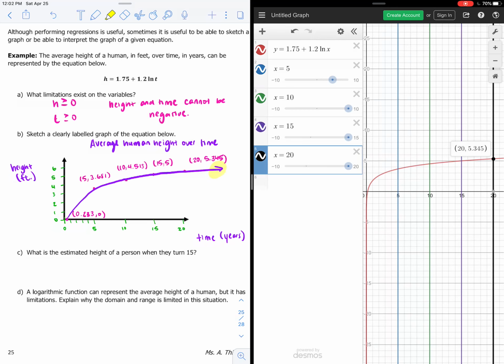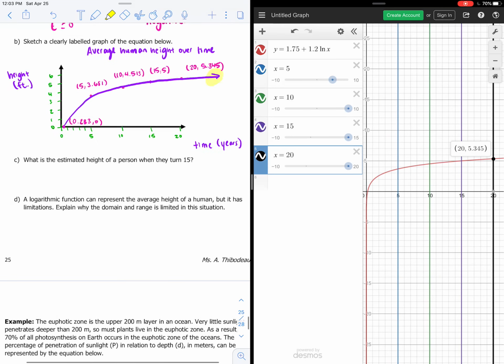So, something to just keep in mind is when we're talking about word problems and drawing in those graphs, we aren't going to continue on with the graph if it doesn't make sense to do so.